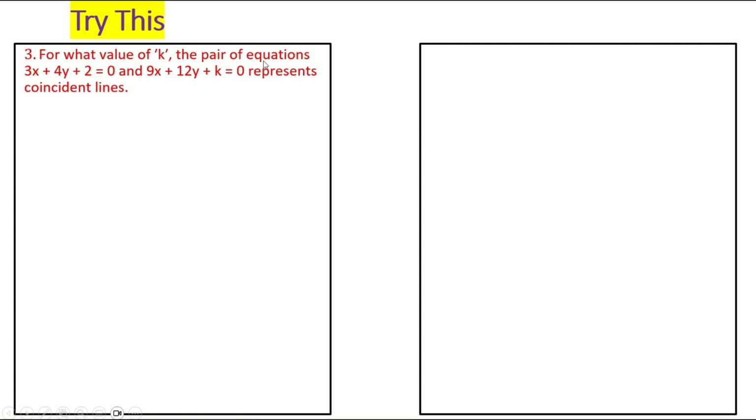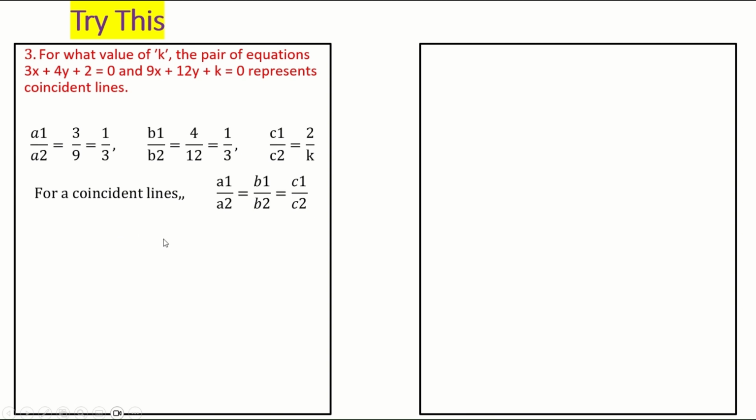For what values of k does the pair of equations given here represent coincident lines? Okay, we know the ratios. a1 by a2 is 1 by 3, 3 by 9, that is 1 by 3. b1 by b2 is 4 by 12, 1 by 3. c1 by c2 is 2 by k.